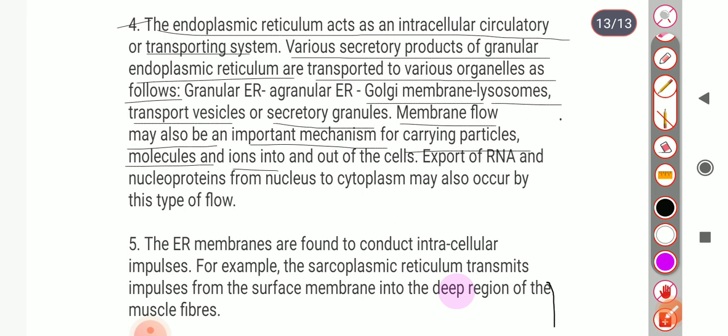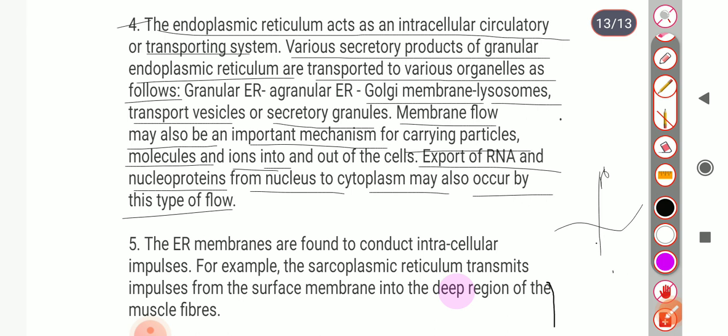Through this, particles and ions and molecules move in and out of the cell. Export of RNA and nucleoprotein from nucleus to cytoplasm may also occur by this type of flow. Means RNA molecules and nucleoprotein are exported from the nucleus to the cytoplasm by this type of endoplasmic reticulum flow.